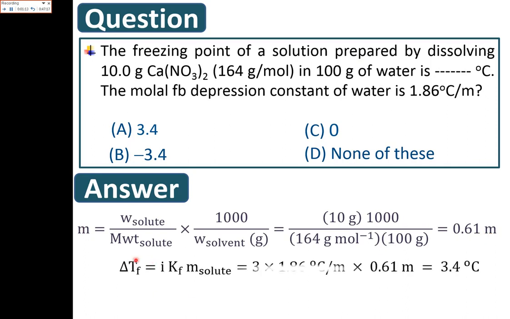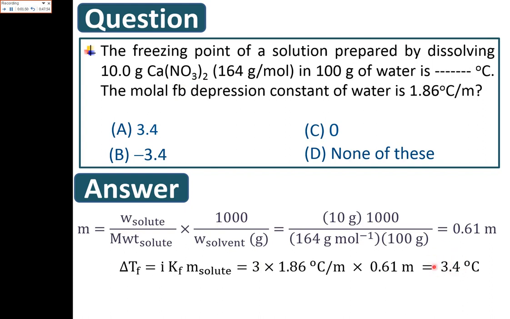After that, we calculate the freezing point depression from the formula i times Kf times the molality. We calculate the molality, and the Kf is given in the question, and the i for calcium nitrate is equal to 3, because the dissociation of calcium nitrate will result in 1 mole of calcium ions and 2 moles of nitrate ions. So overall we will have 3 ions per 1 mole of calcium nitrate. So delta Tf will equal 3.3.